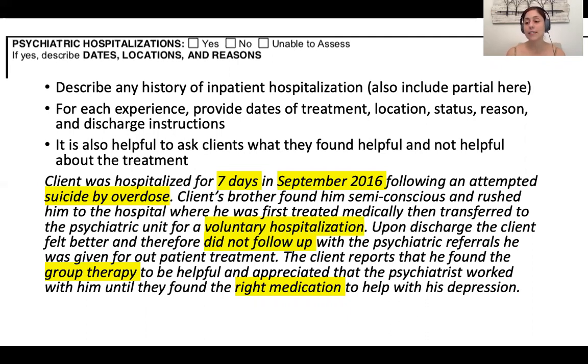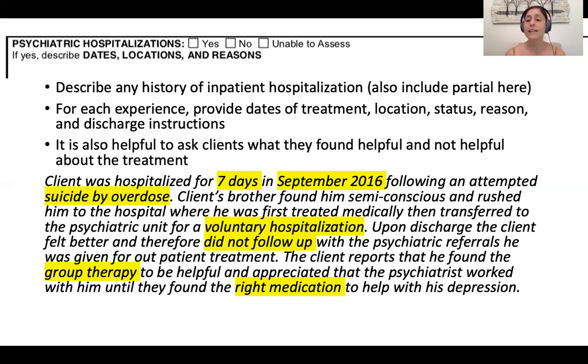Finally, it can be helpful to ask the client about what happened once they were discharged from the hospital. Were they linked to services, for example? And if so, did they follow through with them? I've written an example here in italics and highlighted the components that I listed above. So first you can see I have how long they were hospitalized, 7 days, and when, in September of 2016, and why they were hospitalized, attempted suicide by overdose.